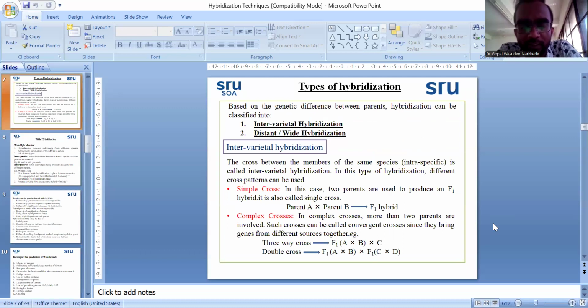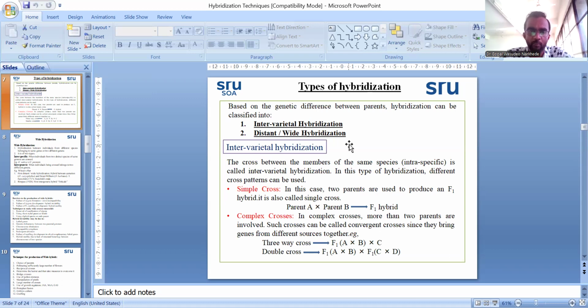Next, we will move towards types of hybridization. Based on the genetic differences between the parents, hybridization can be classified mainly into two types. The first is intervarietal hybridization, and the second is distant or wide hybridization. Intervarietal hybridization is the cross between members of the same species, that is, a cross within the species. In this type, there are different cross patterns. First is the simple cross, a straight cross in which parent A is crossed with parent B to yield the F1 hybrid.